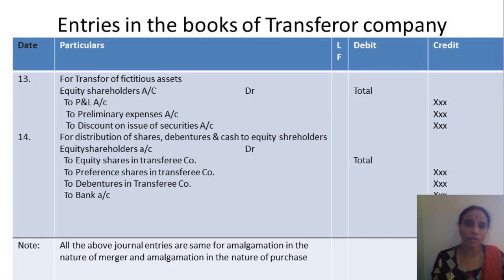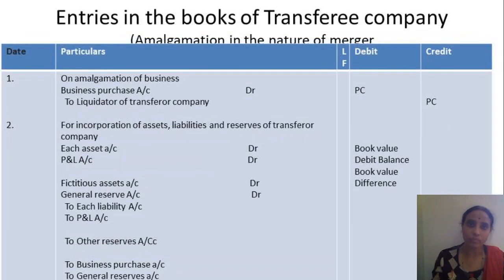So here there is a transferor company and a transferee company. Journal entries have to be passed in both the books. We are seeing now the entries in the books of transferor company. So 14 journal entries have to be passed in both cases, in the form of merger and in the form of purchase. Okay. So this is all about the journal entries to be passed in the books of transferor company. Next is entries in the books of transferee company.